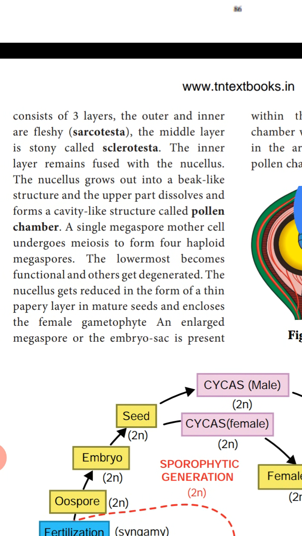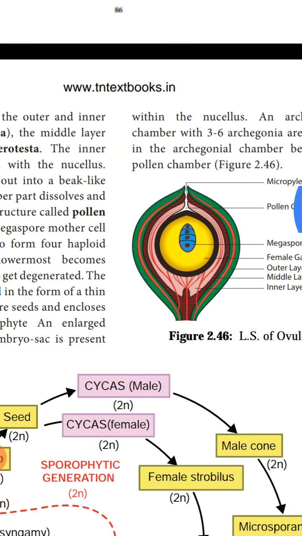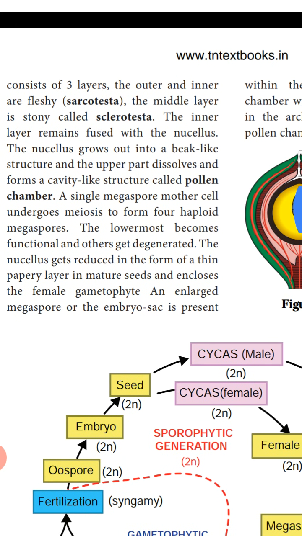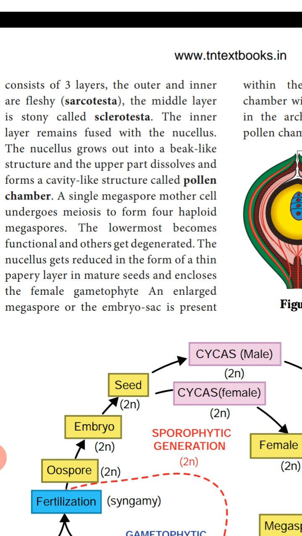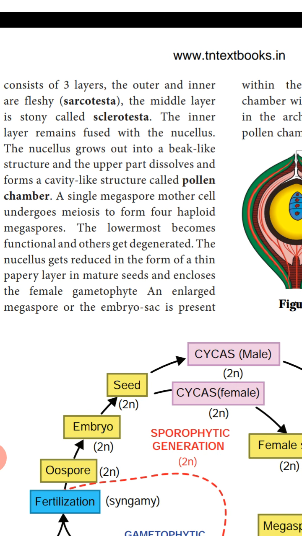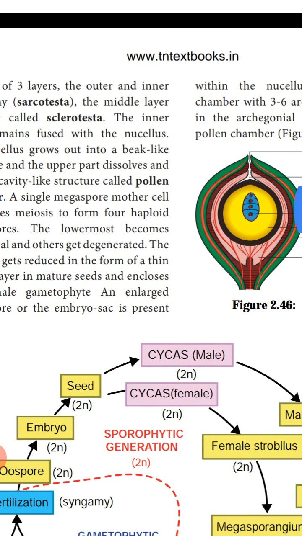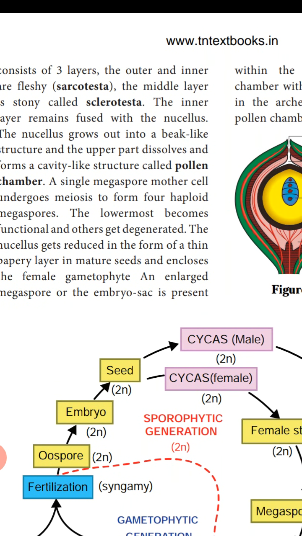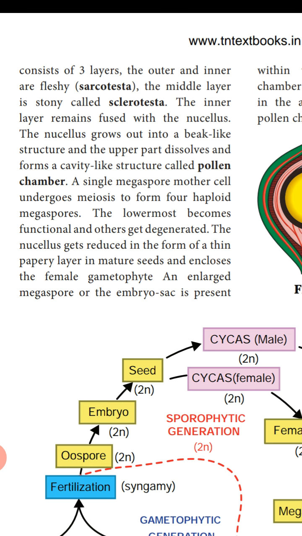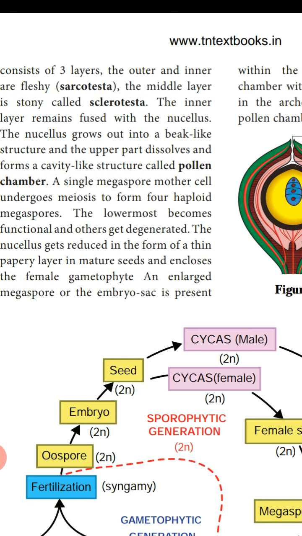The inner layer remains fused with the nucellus. This yellow region is the nucellus, and it remains fused with the inner layer of the integument. The nucellus grows out into a beak-like structure, and the upper part dissolves and forms a cavity-like structure that is called the pollen chamber. Next, the single megaspore mother cell undergoes meiosis to form 4 haploid megaspores.